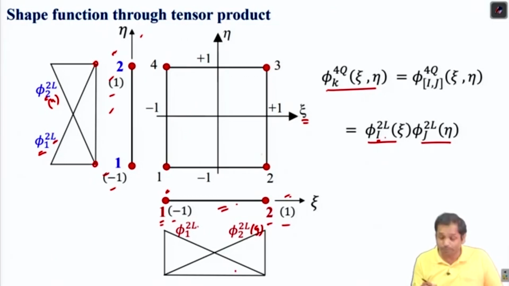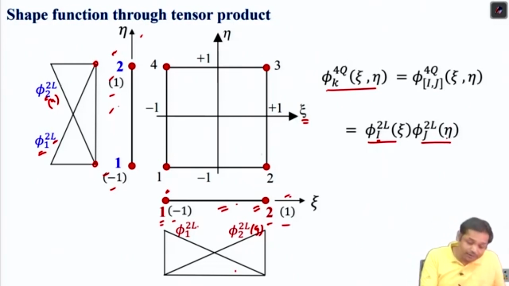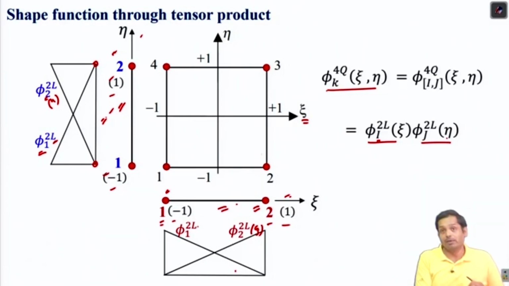but this ith node is the element level node. Similarly, phi j 2L is a function of eta. It means it is the shape function of this element, but at the jth node, and the jth node is the element level node.